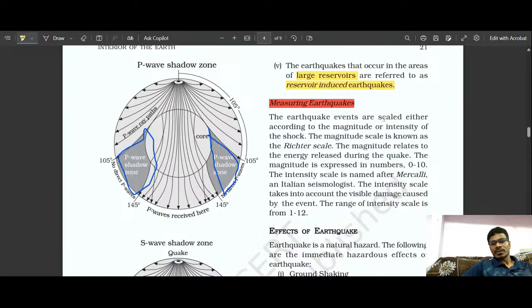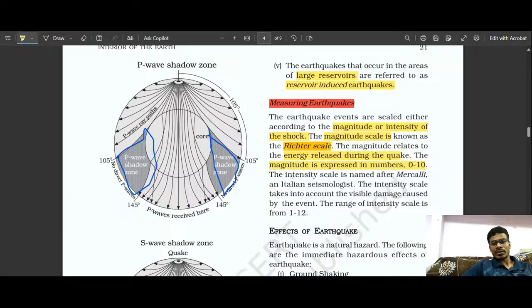The earthquake events scale either according to the magnitude or intensity of the shocks. The magnitude scale is known as the Richter scale. This is very common to measure an earthquake. The magnitude relates to the energy released during the earthquake. So what was the energy that was released? The range is 1 to 10, or 0 to 10.